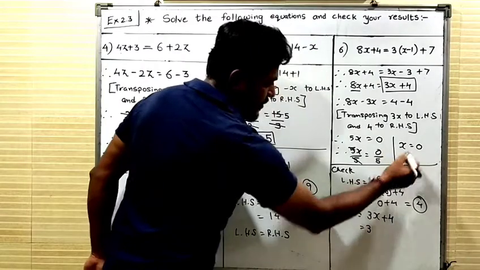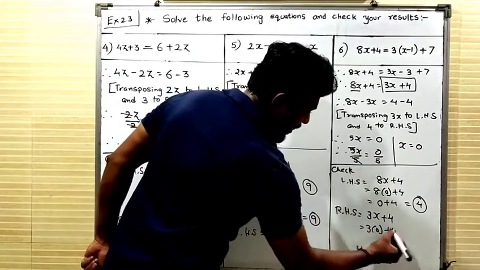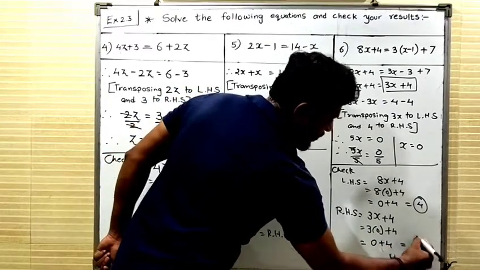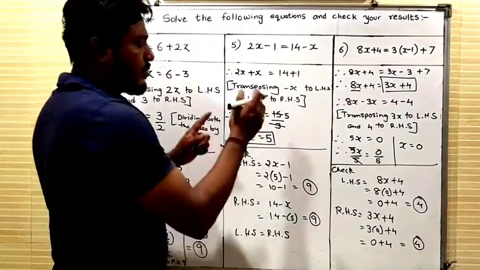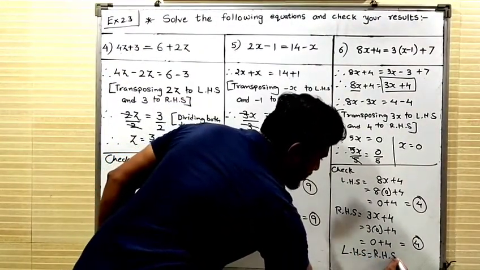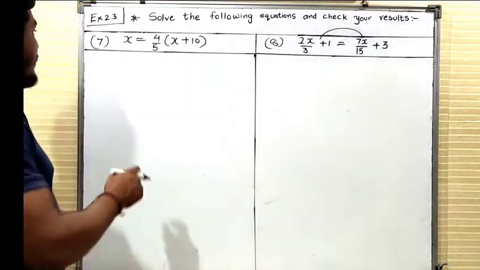Value of x, we got 0. Anything multiplied by 0 is 0 only. 0 plus 4 gives 4. So dear student, here also both the sides are equal. So write down over here LHS equals to RHS. Let us see sum number 7.